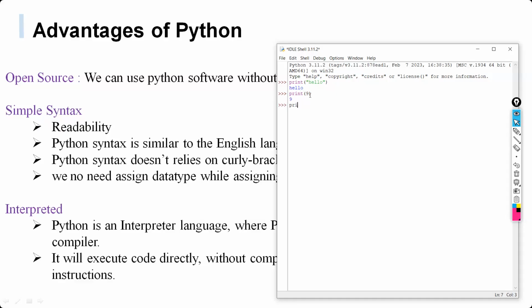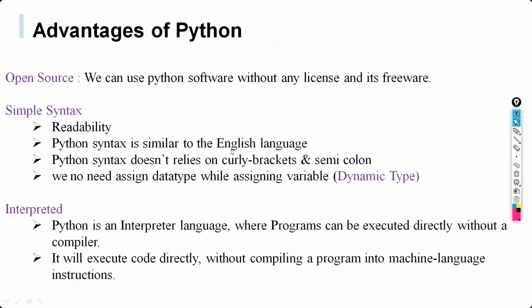Just use print, and in the brackets write what you want to print. If it is a number, write the number. If it is a non-number, keep it in inverted commas. Anything other than a number, whatever you want, keep in inverted commas. Sir, I want to write like this: Welcome to Naresh IT, in inverted commas. Completed. It will be printed. That much simple. So this is simple syntax: you learn the English language, no curly brackets, no semicolons, nothing.